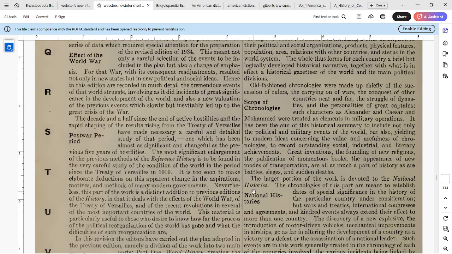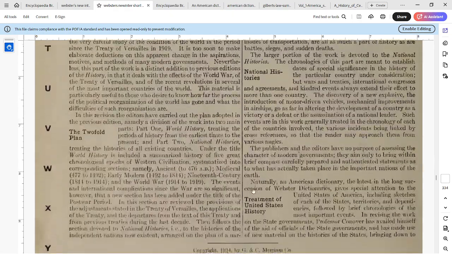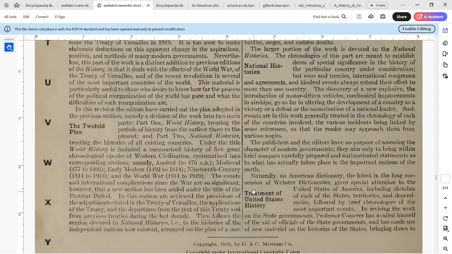National histories. The larger portion of the work is devoted to the national histories. The chronologies of this part are meant to establish dates of special significance in the history of the particular country under consideration. But wars and treaties, international congresses and agreements, and kindred events always extend their effect to more than one country.